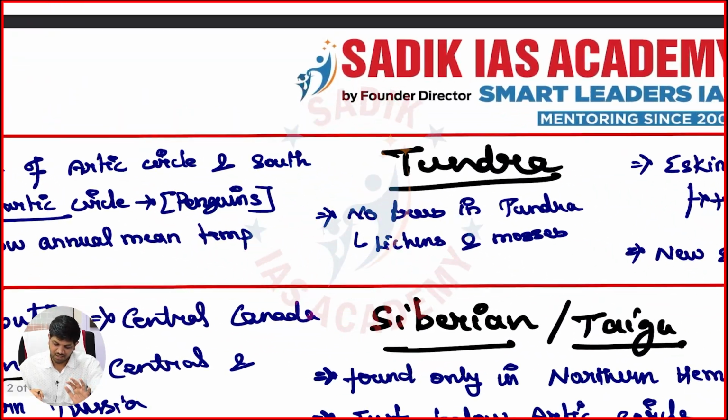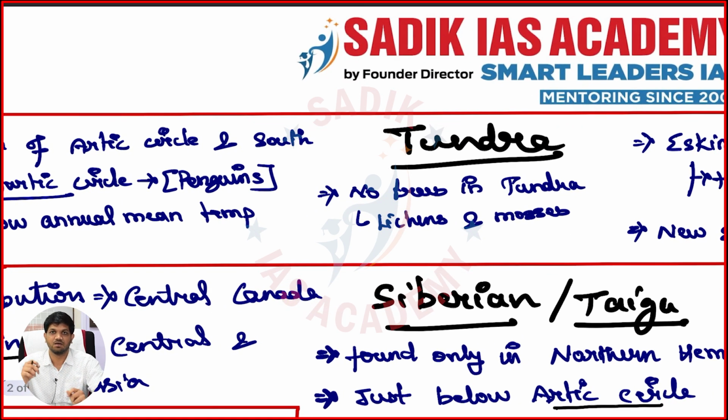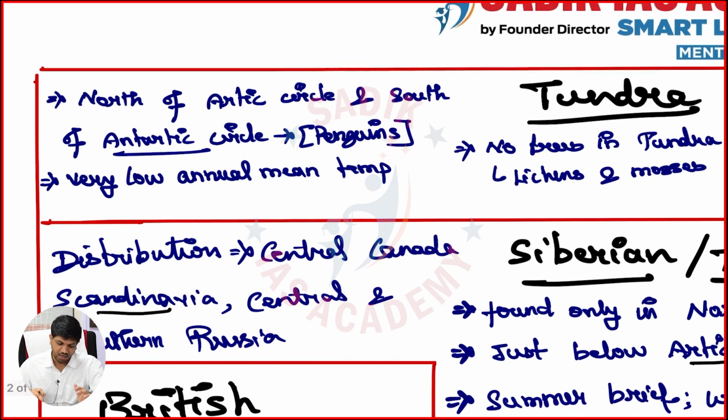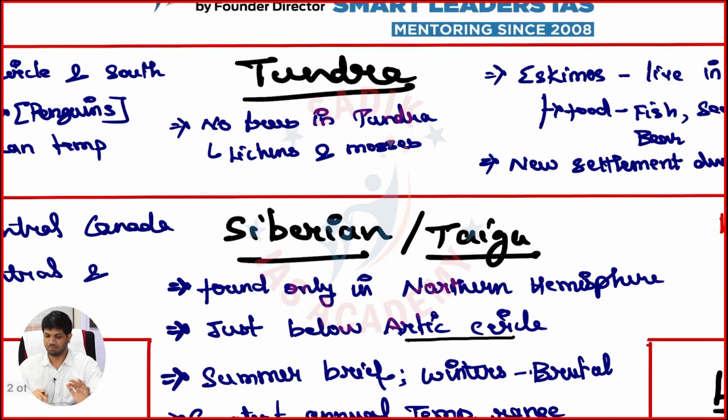And the last climatic region is tundra. It is devoid of trees. No trees will be present in the tundra. Only lichens and mosses are present, and they are present both in the north of the Arctic Circle and south of the Antarctic Circle. In the Antarctic only penguins are present. In the Arctic Circle there is presence of polar bear, okay. And they have a very low annual mean temperature, which is minus, brutal.